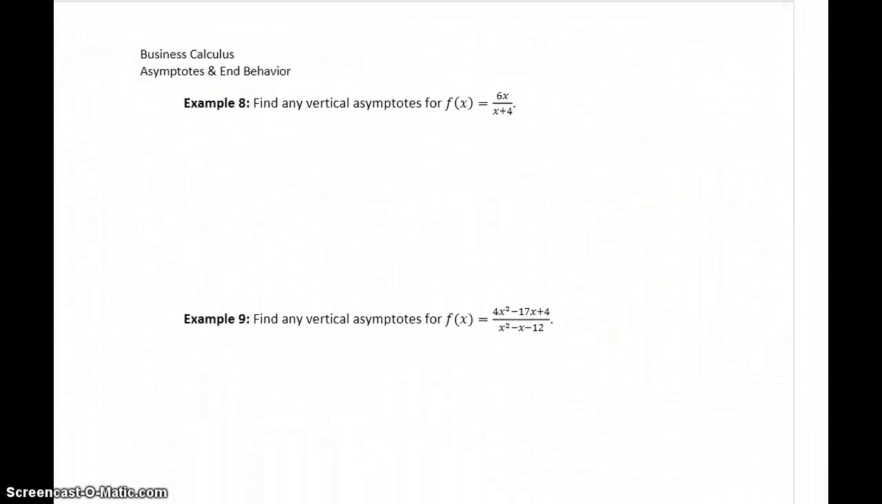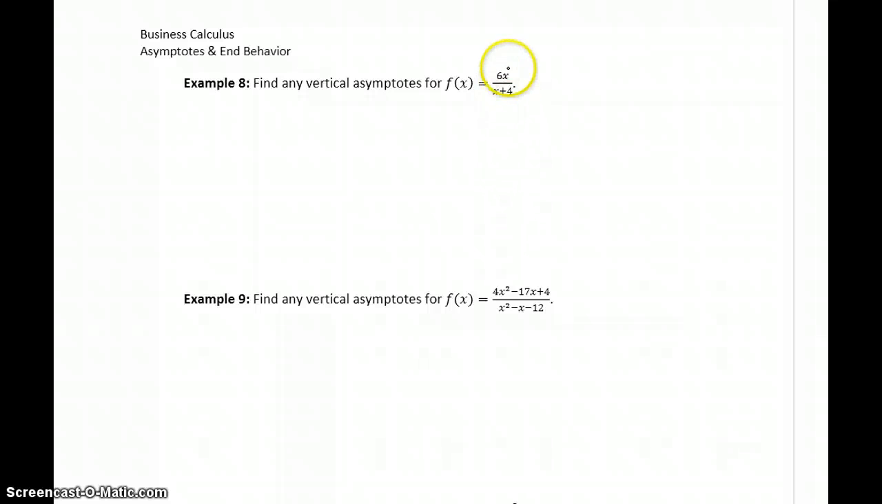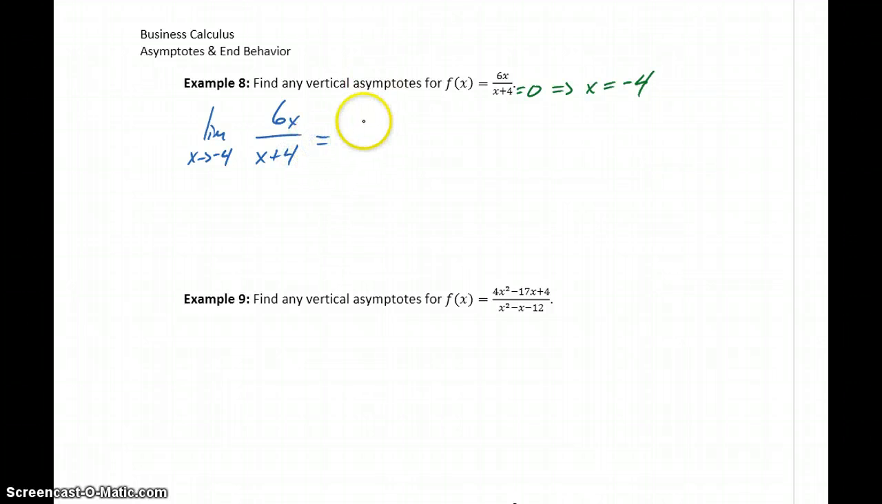So let's take a look at a few examples here. In example 8, we're given the function 6x over x plus 4. To find places where our function is undefined, we'll take the denominator and set it equal to 0. In this case, we get x equals negative 4. If we take the limit as x approaches negative 4 of 6x over x plus 4 and use direct substitution, we'll get 6 times negative 4 over negative 4 plus 4, which is going to give us negative 24 over 0, which means that the limit does not exist.